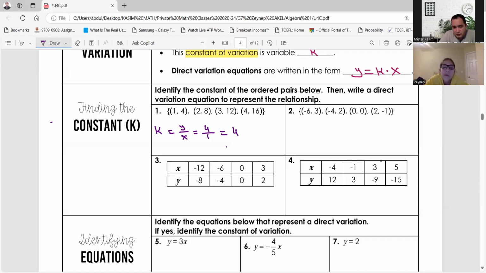And now what is the equation? If I know k, we can write the equation. The equation will be y is equal to 4 times x. Right? As you see here, 4 times 1, 4. 4 times 2, 8. 4 times 3, 12. 4 times 4, 16.